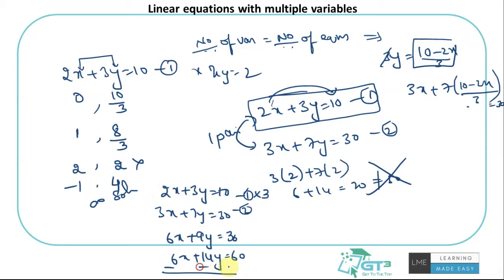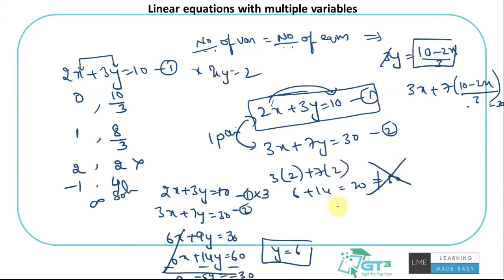Now I subtract. 0. 9y minus 14y is minus 5y. 30 minus 60 is minus 30. So y is 6.